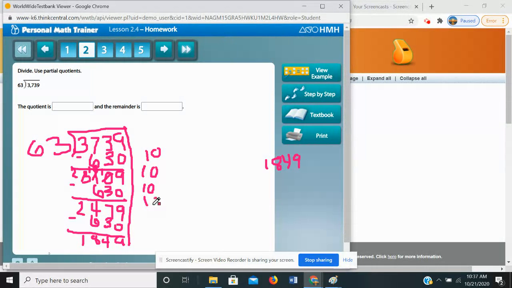I'm going to do 10 again, which is 630. Subtract. 9 minus 0 is 9. 4 minus 3 is 1. 8 minus 6 is 2. 1 minus nothing is 1. Go 10 again. 630 again.